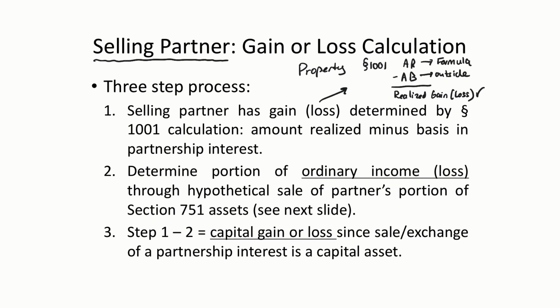Step 2, this is a special determination. We are going to break out some of that gain or loss as what we call hot asset, Section 751 hot asset, ordinary income, ordinary loss. And that's going to be shown in the next slide. Finally, step 3 is easy. You just take step 1, the overall gain or loss, minus your step 2 gain or loss, which is going to be ordinary, and you get your capital gain, capital loss.